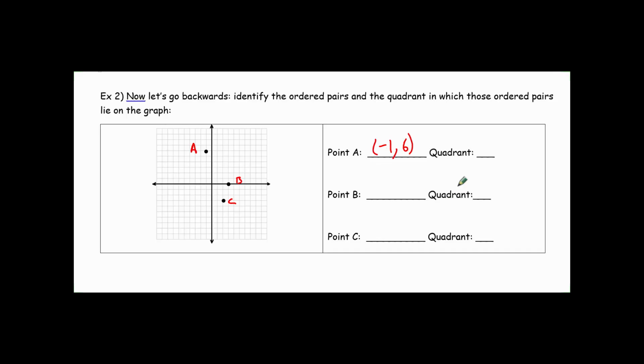So left 1, up 6. Now which quadrant? It's in the second quadrant. And please try to use the Roman numerals, not just 2. I don't know if I'll mark that wrong, but it is in the second quadrant.